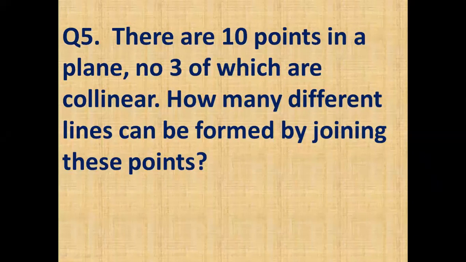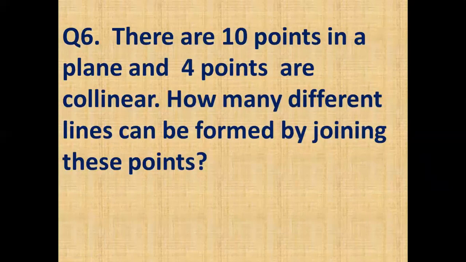Suppose the question is like this. There are 10 points in a plane, no 3 of which are collinear. How many different lines can be found by joining these points? So the answer would be 10C2, because we are making a line. And if they ask you to form a triangle, then in that case the answer would be 10C3.